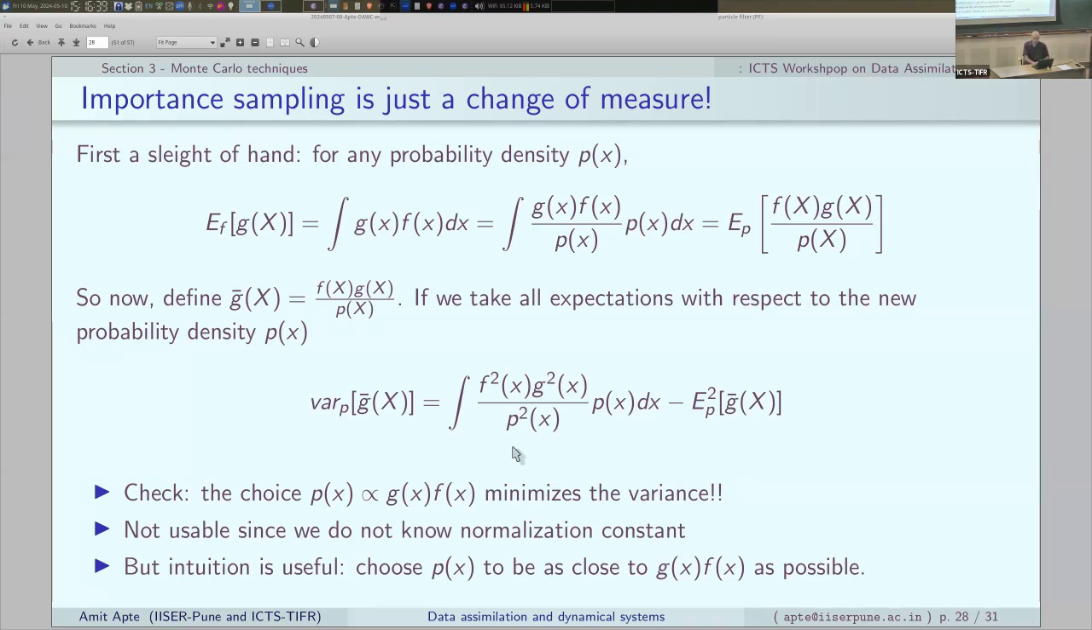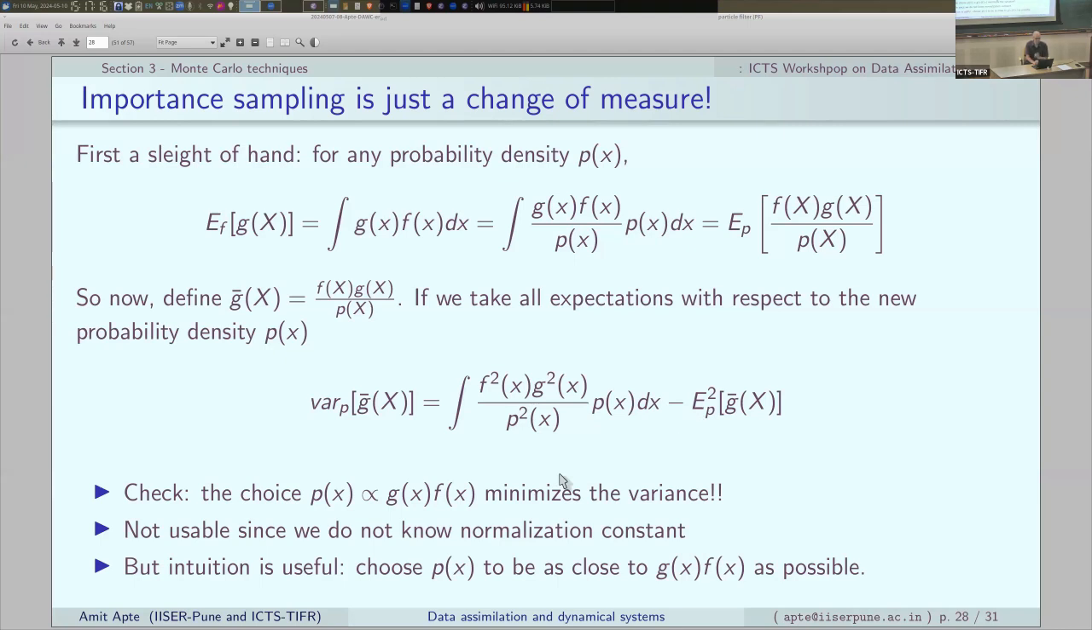So this computation is straightforward. I will not go through the steps, but the variance of this g bar, the new function that I'm calling g bar, the g times f by p, is basically the definition of the variance. How do you define the variance? The expected value of the square minus the square of the expected value. That's the variance. This is exactly the definition of the variance.